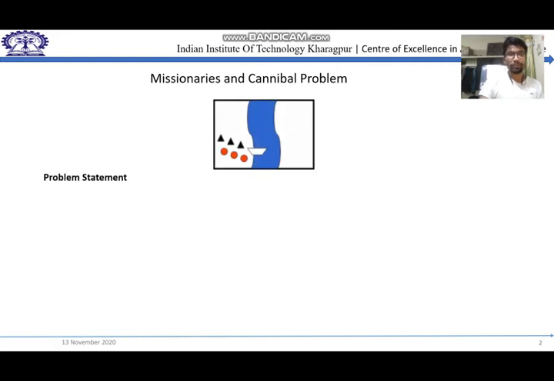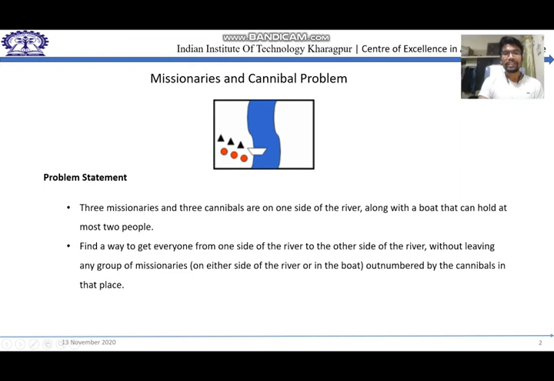So in this missionaries and cannibals problem, what is happening? The problem statement is given as three missionaries and three cannibals on the left side of the river along with a boat that can hold at most two people. Find a way to get everyone from the left side of the river to the right side without leaving any group of missionaries on either side of the river or on the boat outnumbered by the cannibals in that place.